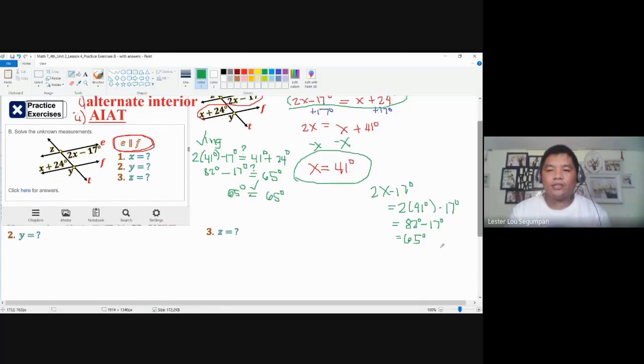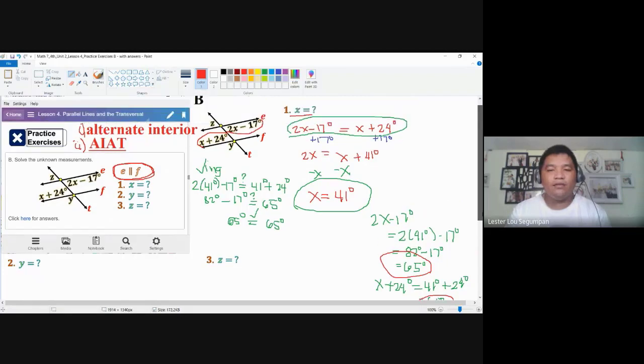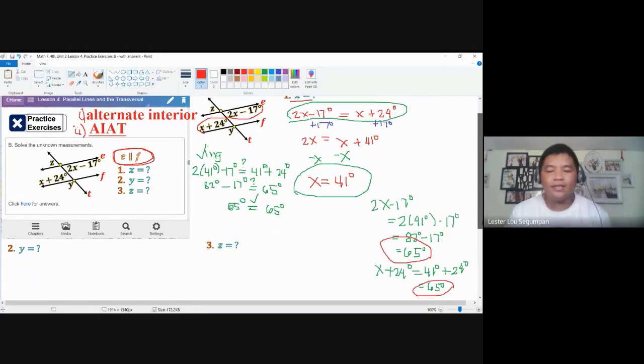And as for x plus 24 degrees, substitute: you have 41 degrees plus 24 degrees, you will still end up with 65 degrees. And as you can see, the values for the two angles having the same value for the variable x, which is 41 degrees, are the same. This is also another checking that the alternate interior angles formed when a transversal cuts two parallel lines are congruent or have the same measurement.